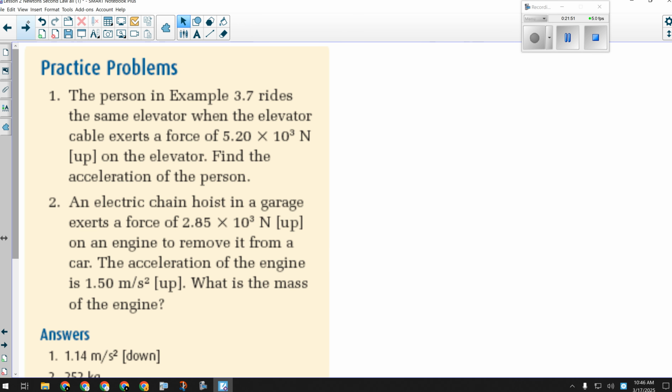Now, let's have you try number 1 first, and then we'll talk about number 2, because I don't give a lot of questions like number 2, but we'll talk about them. For right now, same elevator. The elevator still has a mass of 600 kilograms with the person in it. Important piece of information. Find the acceleration of the person when the cable is exerting that much force instead.